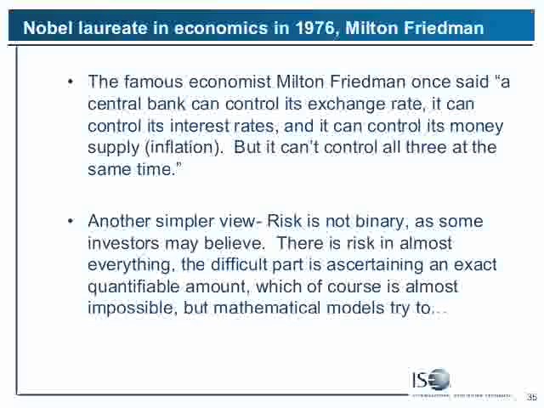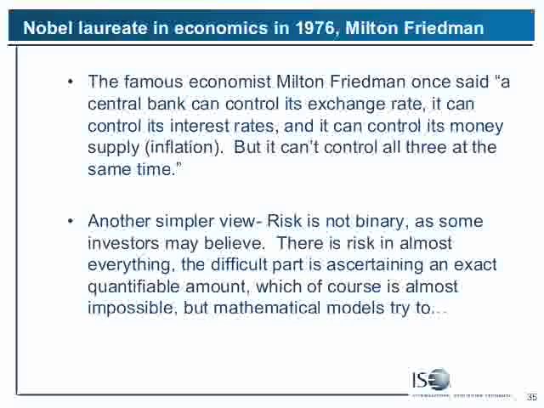Nobel laureate in economics Milton Friedman, in 1976, once said that a central bank can control its exchange rate, its interest rates, its money supply, but it can't control all three at the same time. In fact, we've seen in the last couple of weeks governments trying to come up with this idea of what they should be looking at. Should they be looking at their interest rates, their exchange rate, and the money supply? They can look at two, but they really can't focus on all three, because with two you're able to work with them, but the third factor will be thrown out of whack.